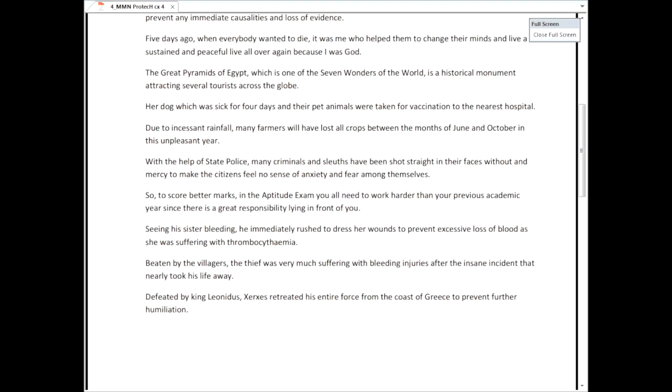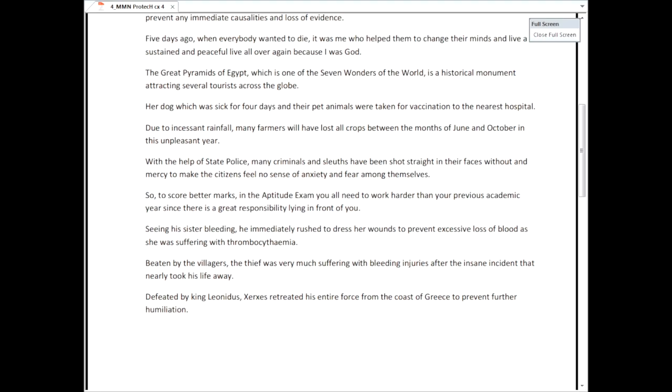Okay, I want you to read twice this time. And when you're telling me, I want you to close your eyes and talk to me. Beaten by the villagers, the thief was very much suffering with bleeding injuries after the insane incident that nearly took his life away. Okay, once again. Very good.